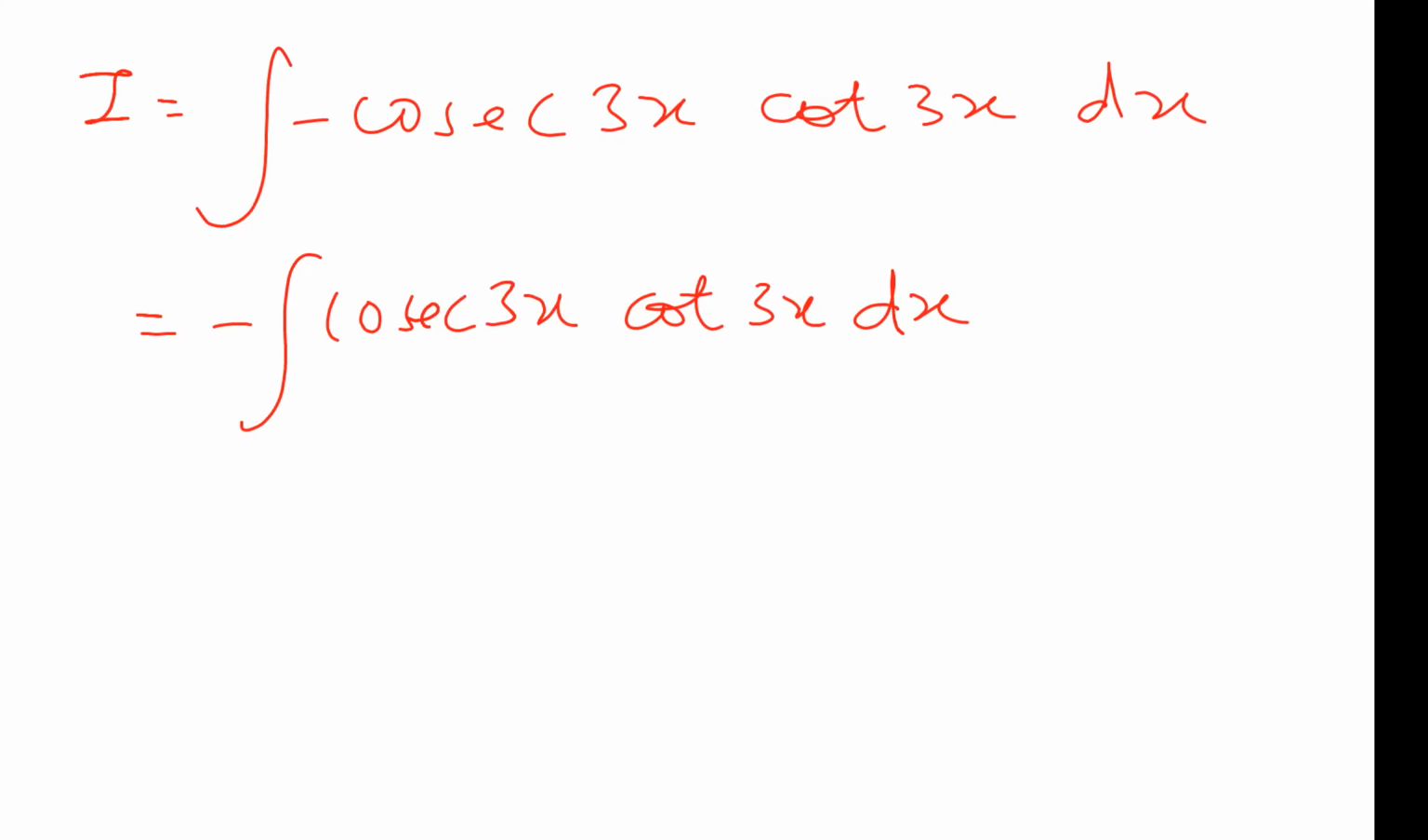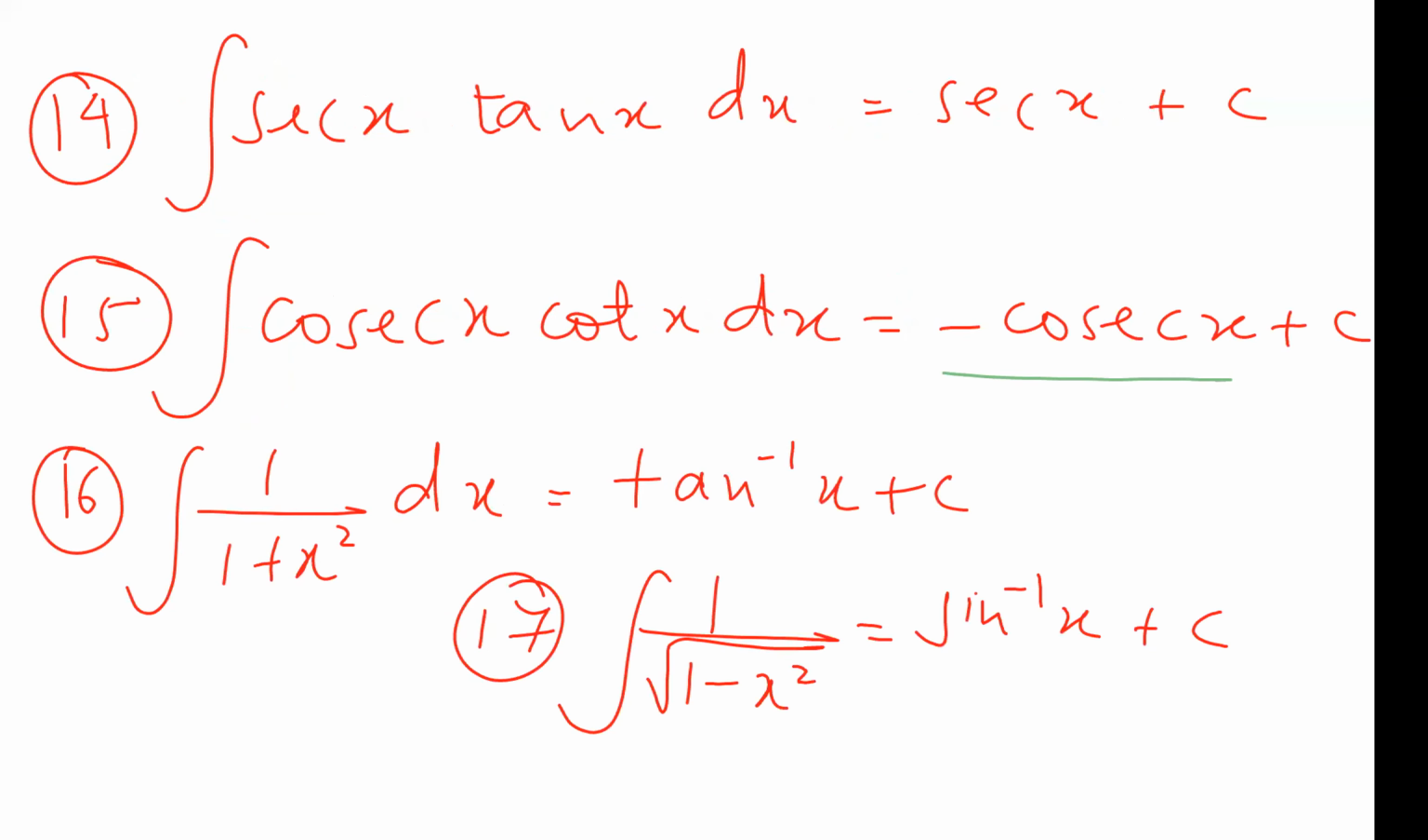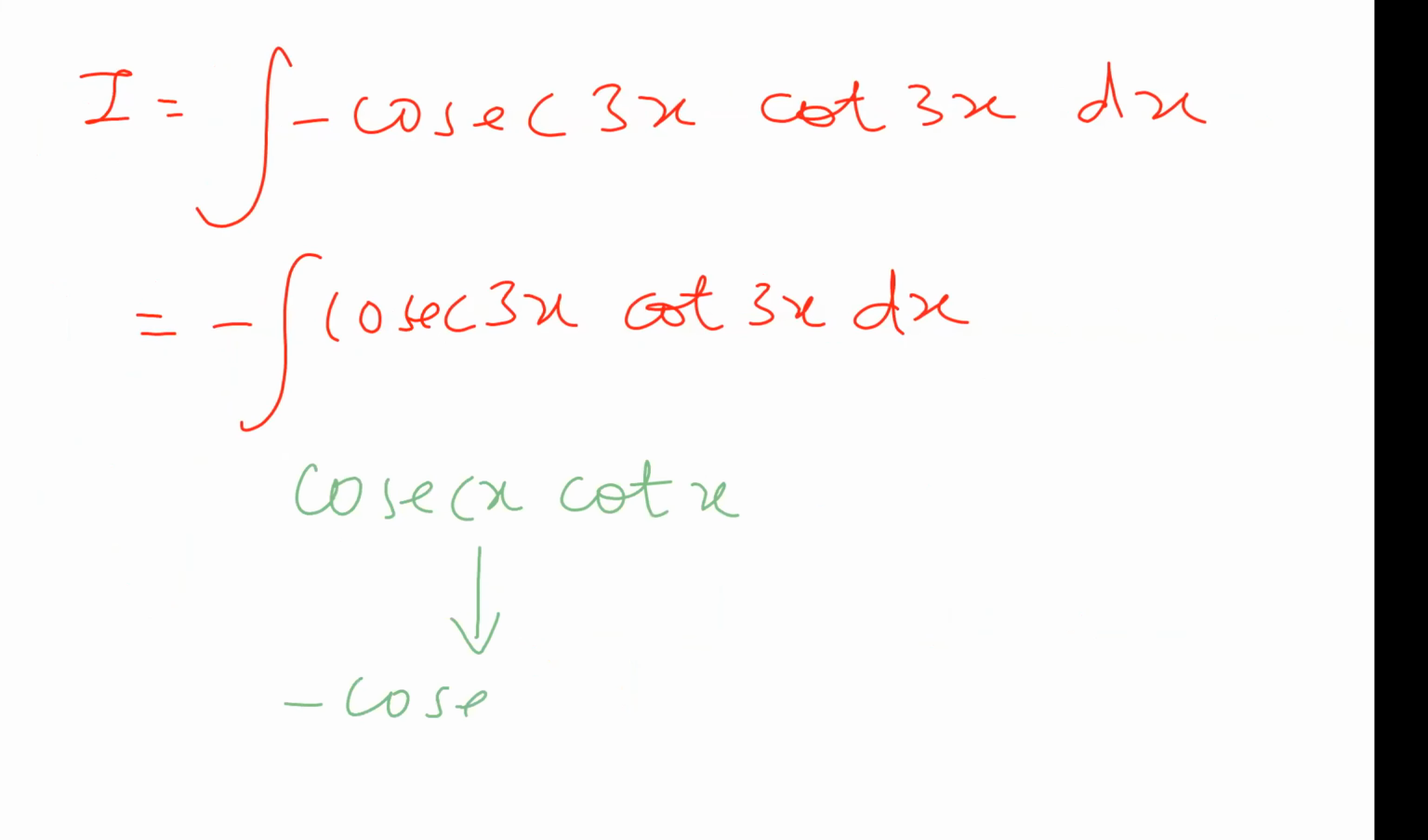So we have the integration of cosec x cot x. The integration of cosec x cot x is, if I'm not wrong, I've written it somewhere, minus cosec x plus c. So we'll write minus cosec x. What will be the integration of cosec 3x cot 3x? It will be minus cosec 3x.